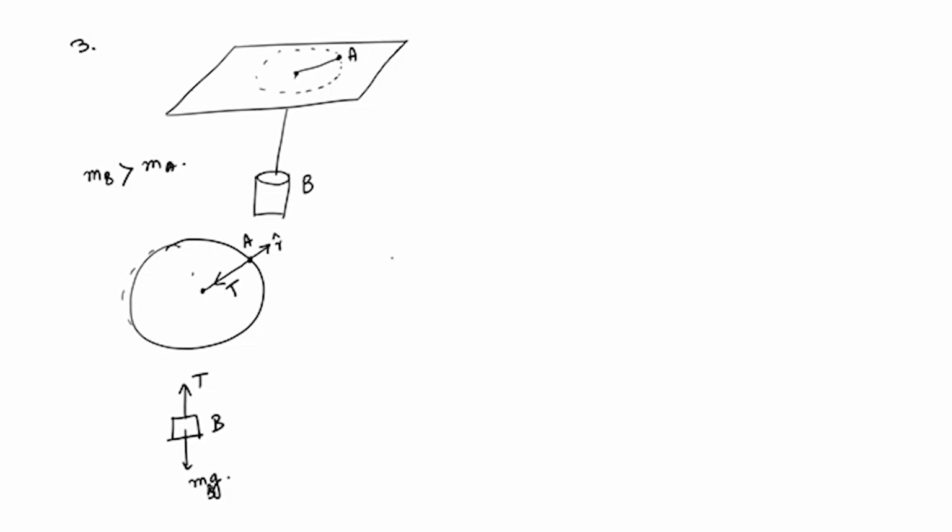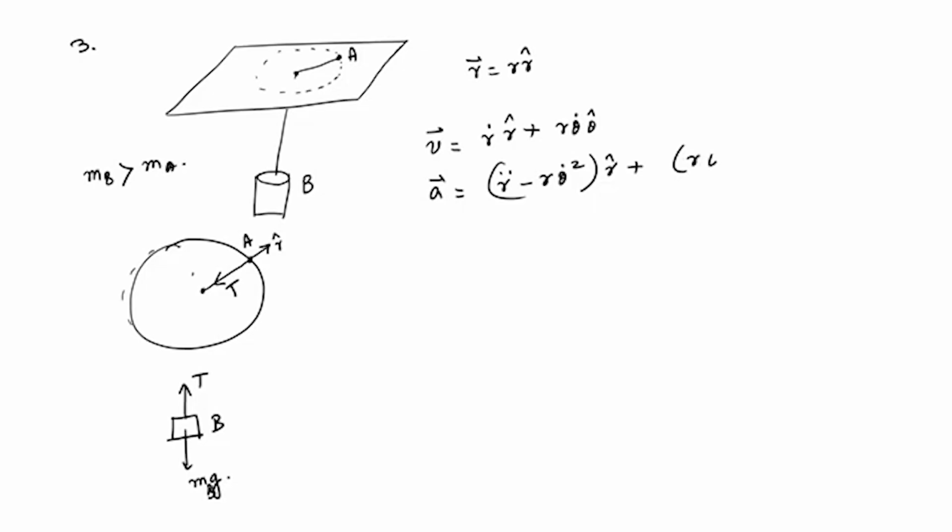So, how do you write the velocity in plane polar coordinates? We write it as r dot r cap plus r theta dot theta cap. The position is r r cap. Acceleration is written as (r double dot minus r theta dot square) r cap plus (r theta double dot plus 2 r dot theta dot) theta cap. So, that is the position, velocity and acceleration in plane polar coordinates.